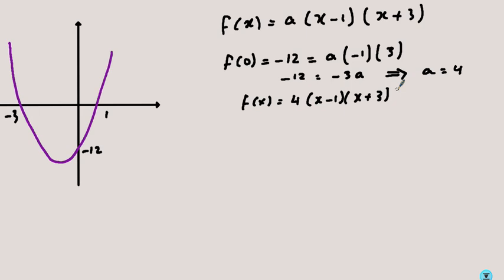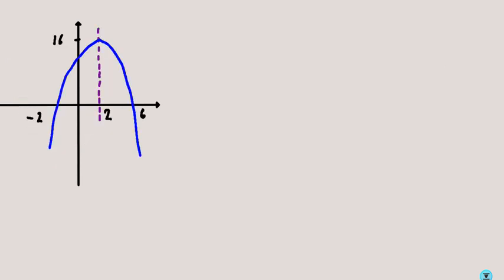I mean, you can expand it to write it in the general form. Another example is a parabola that's concave down, and we have loads of information. We have the two roots, and we have the coordinates of the vertex.